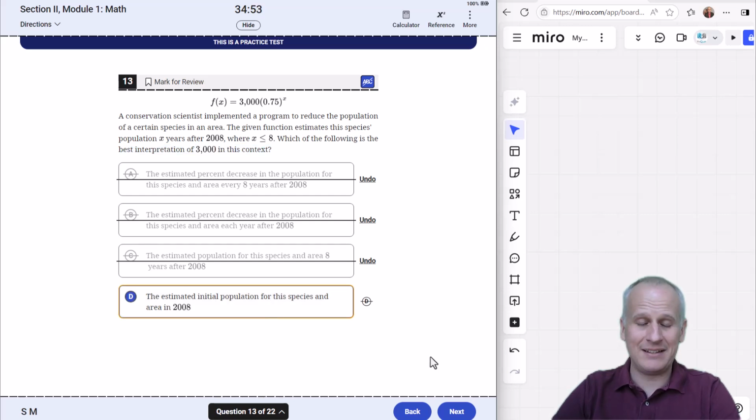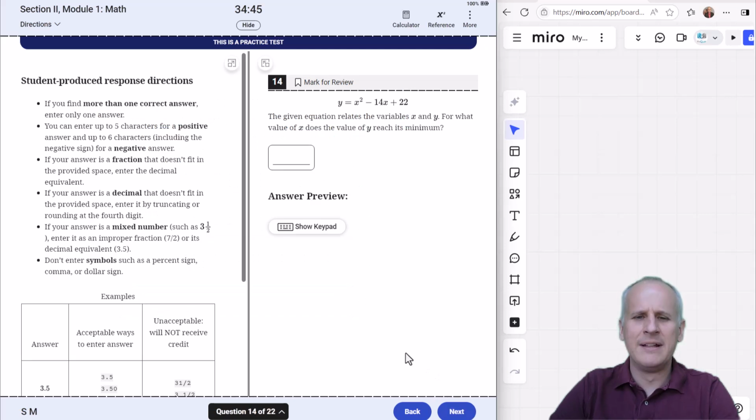And once again, I'm not engaging the scratch paper. I'm just dealing with it in the interface, and I didn't even need to pull out the calculator to do anything like that here. So we'll go ahead and hit next at this point.